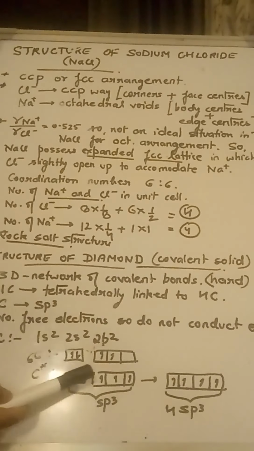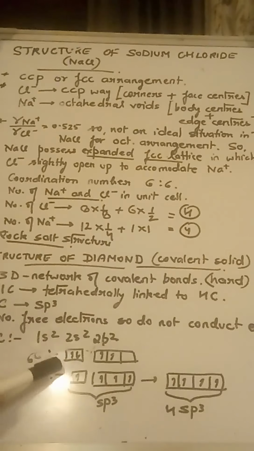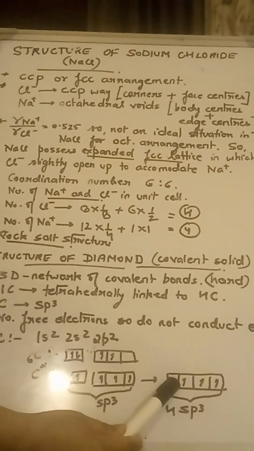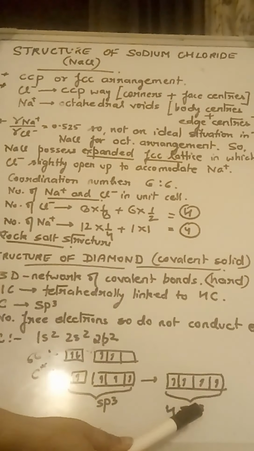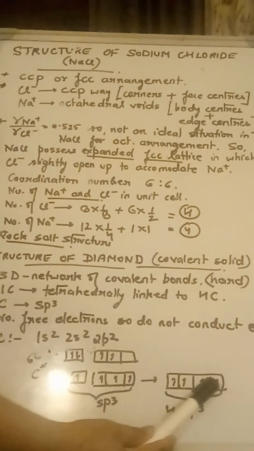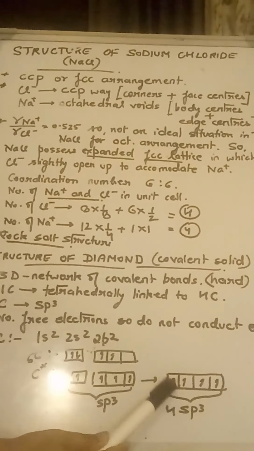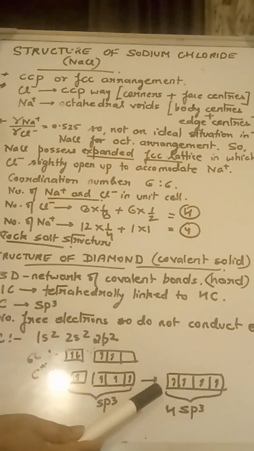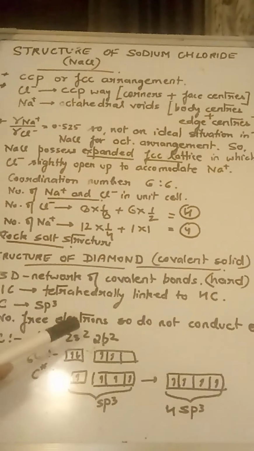So 1s and 3p orbitals hybridize together, right? The hybridization is sp3. Now each carbon has 4 sp3 hybridized orbitals. You see, in the last shell there are 4 electrons, and all 4 are involved in sp3 hybridization, and later on they are involved in the formation of single covalent bonds with 4 other carbon atoms. So since there is no free electron left, diamond does not conduct electricity.